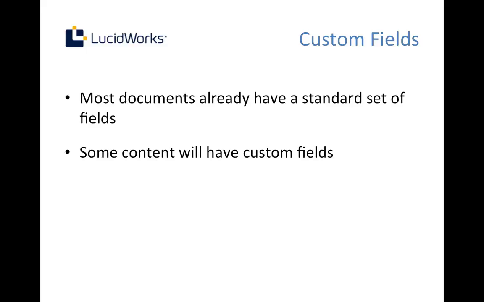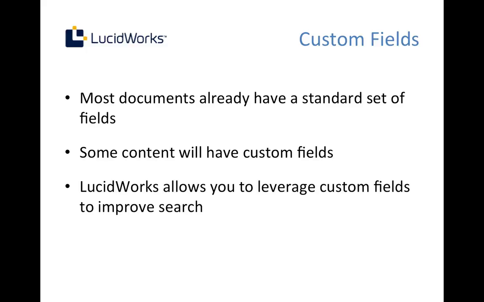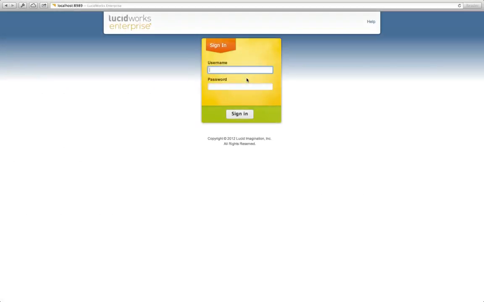Some content will also have custom fields. For example, you might have data on an e-commerce site that has product names and part numbers. In this video, we're going to show you how LucidWorks can take advantage of these custom fields and how they can be used to improve your search. I'm going to go ahead and log into LucidWorks now.